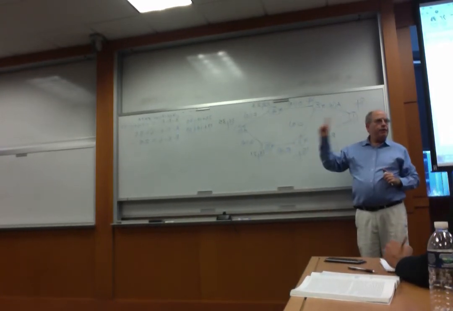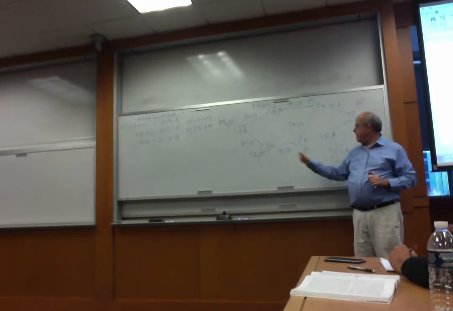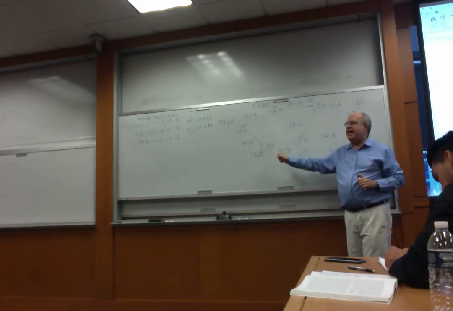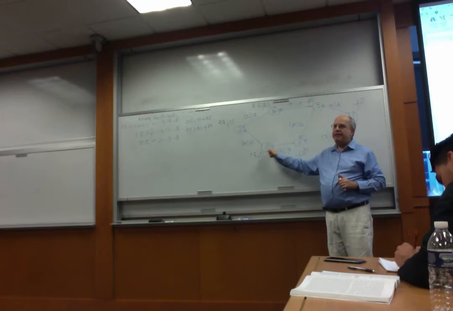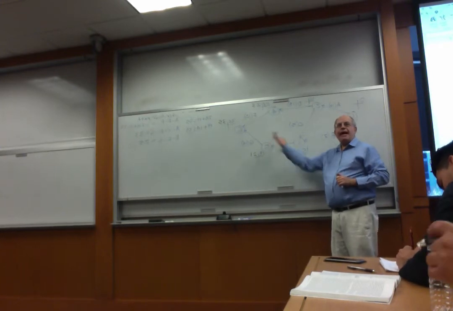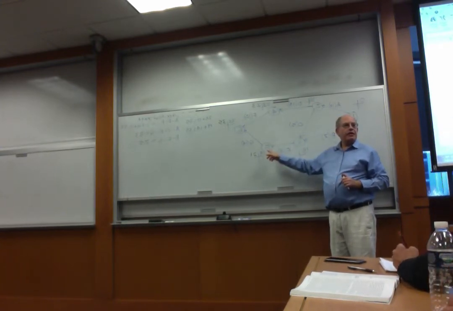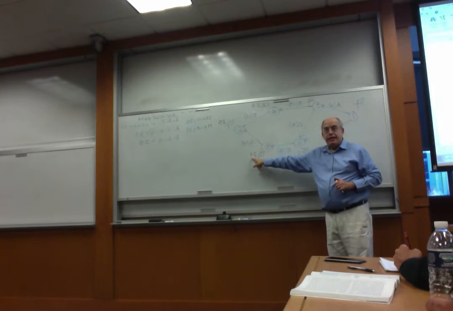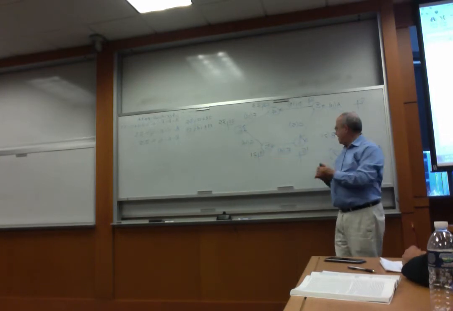6, 5, 4. What is the next point going backwards? 3. How can I get to 3 going backwards? Is there a link between 3 and a higher point? Yes, there is a link between 3 and 5. So how can I get to 3 going backwards? From 5. Again, looking at 3, 21 minus 4, 17.